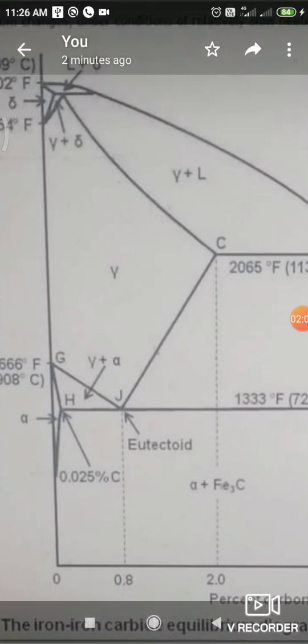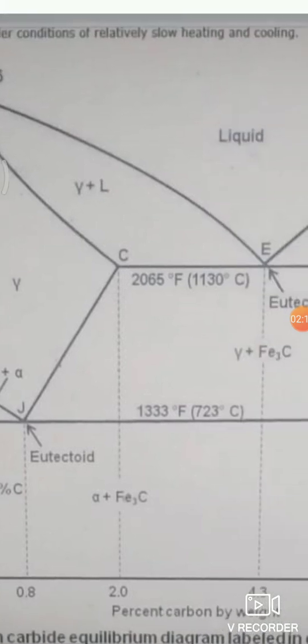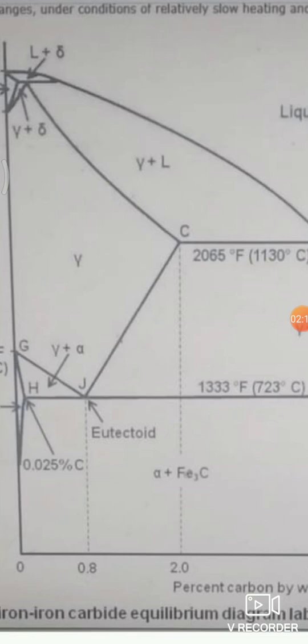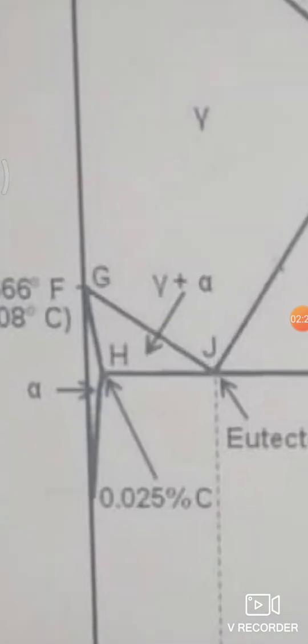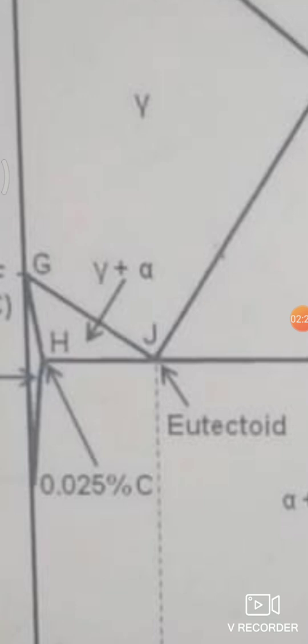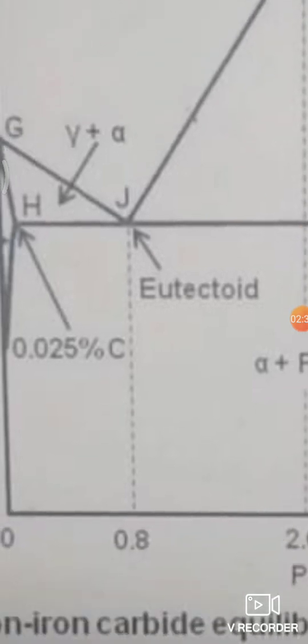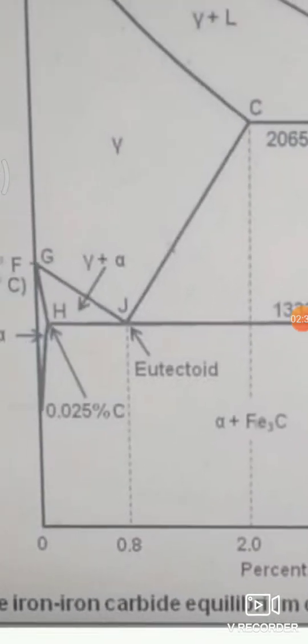Carbon is one of the alloying elements in steel, and it has a very important effect on the steel. Up to 0.025% carbon in the steel at 723 degrees Celsius, the phase becomes the alpha ferrite phase. As you can see, this alpha ferrite phase has a carbon weight percentage from 0.025% up to 2%.